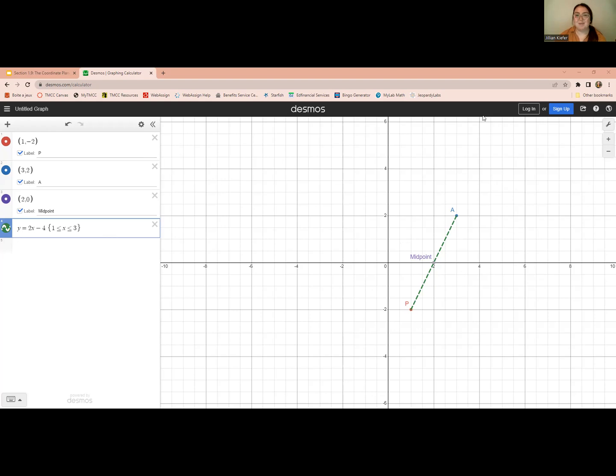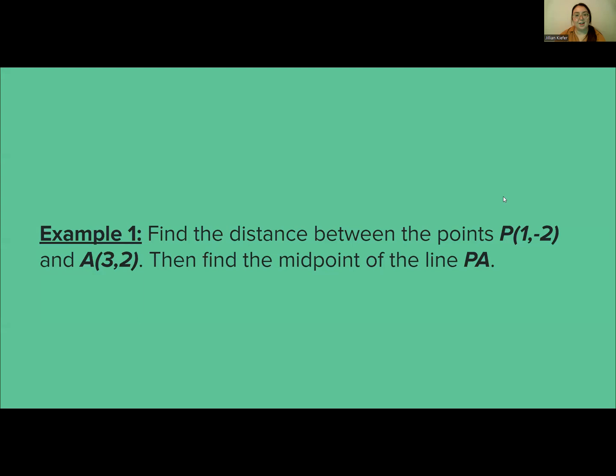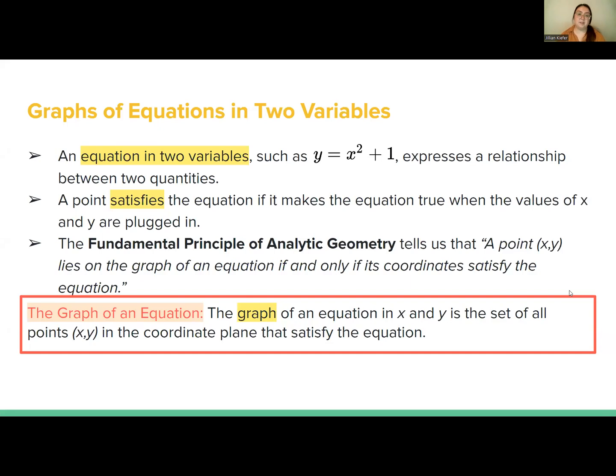So, all right, let's go ahead and head back to the lecture. We just finished up example 1, so we can go ahead and move on. Now we're moving on to graphs of equations in 2 variables.